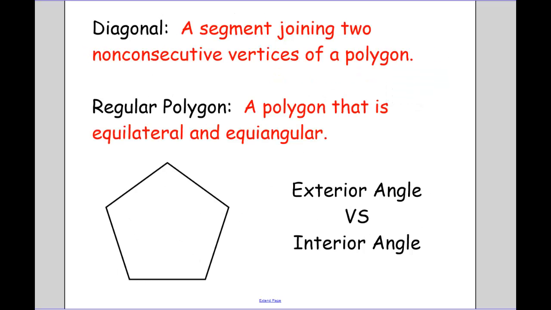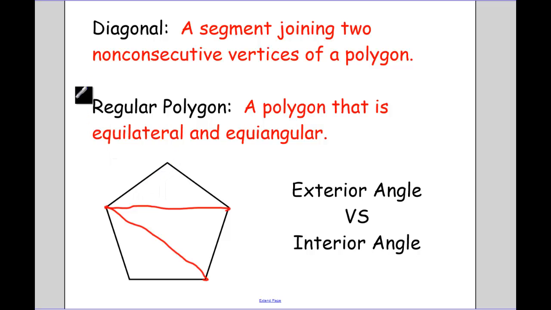Okay, a diagonal is a segment that joins two non-consecutive vertices. So for example, in our pentagon down here, that would be considered a diagonal. Two non-consecutive vertices, because if you're joining consecutive vertices, that's going to be a side of our polygon.